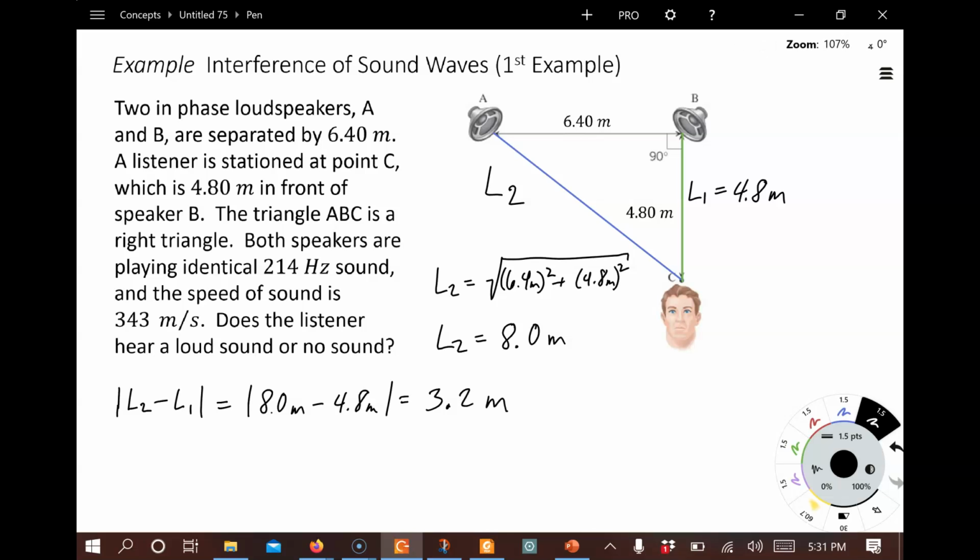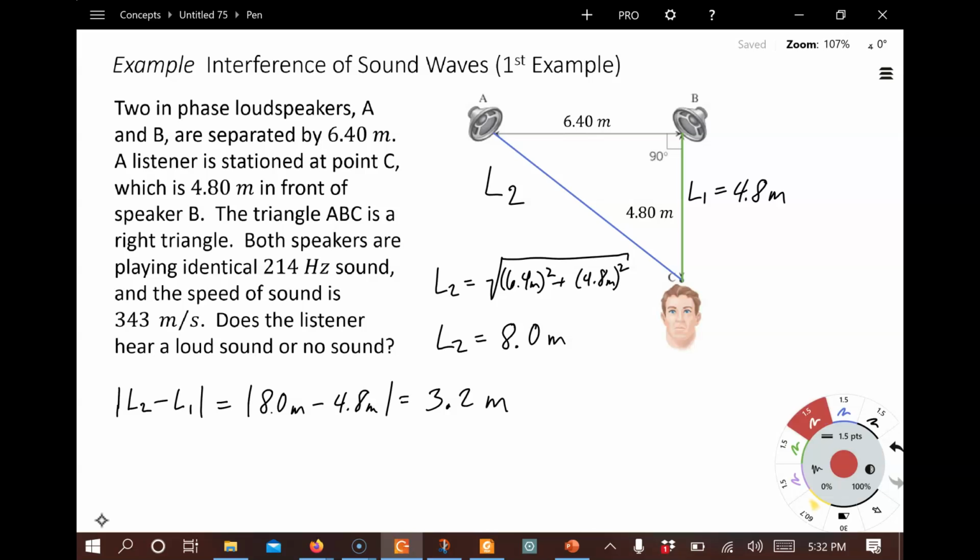Now, if this number here is a whole number of wavelengths, it'll be constructive, it'll be loud at the listener's ears. If it's a whole plus a half wavelength, then it's going to be destructive interference, it'll be quiet. To figure this out, though, we need to know what the wavelength is.